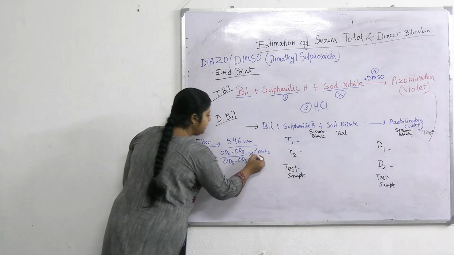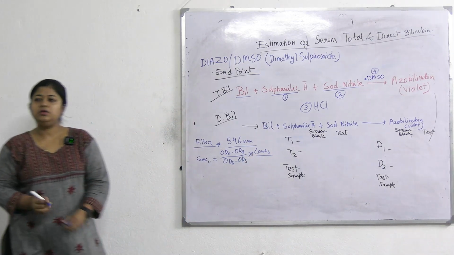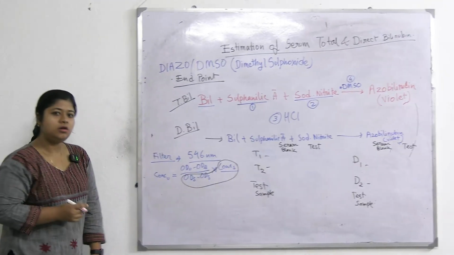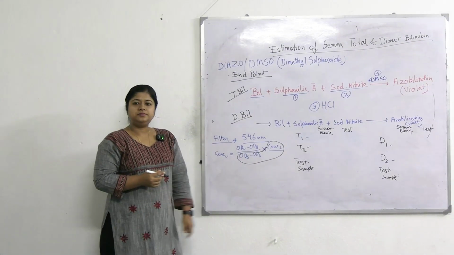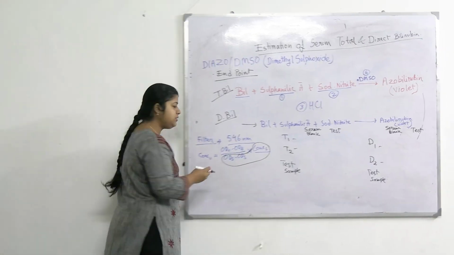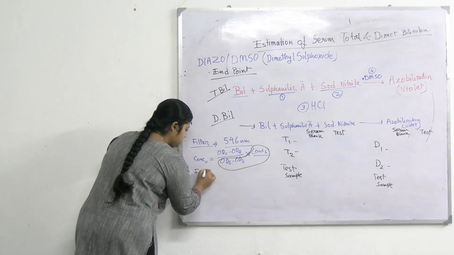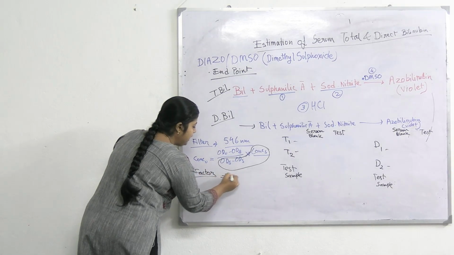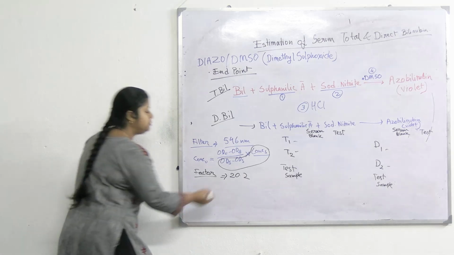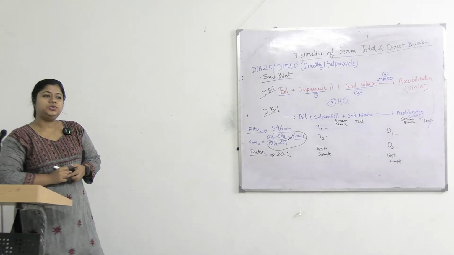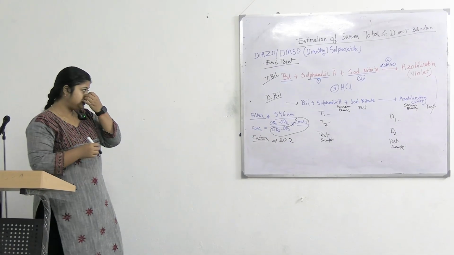So if the standard concentration is not provided, how do we estimate? The company has provided a factor, and the factor is nothing but this value: concentration by OD. Clear? Concentration of standard by OD of standard is the factor. The predetermined factor provided in this kit is 20.2. The factor is 20.2 in this estimation method.